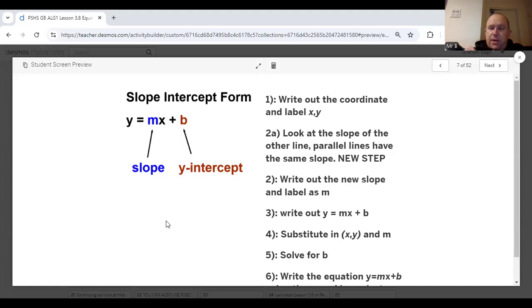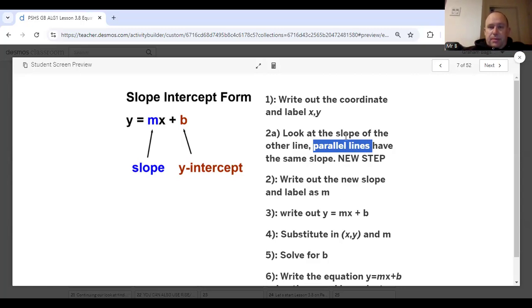Find an equation of a line. We know we need to find the slope. We need to find the y-intercept. Most of the time they give you the slope. If they do not, you've got to look for keywords. So when they say something like parallel, you have to know that parallel lines have the same slope, and then you can write out that same slope in step 2.